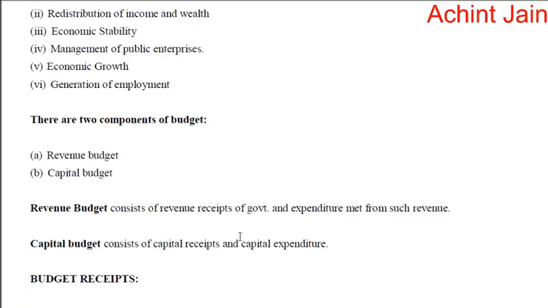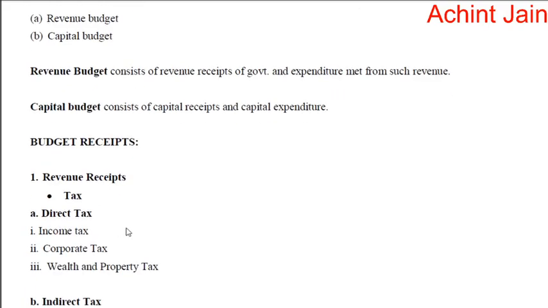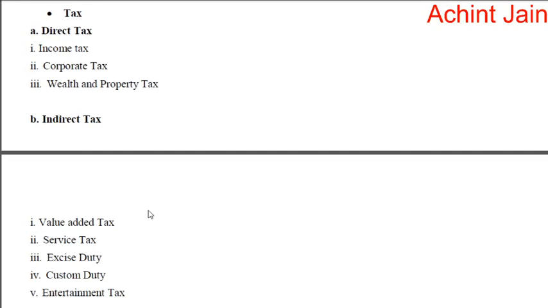The revenue budget shows the current receipts of the government and the expenditure that can be made from these receipts. Revenue budget is a statement of estimated revenue receipts and estimated revenue expenditure during a fiscal year. If we go with the revenue receipts, then we have the tax revenue, then we have the non-tax revenues also. First we will try to discuss the revenue receipts.